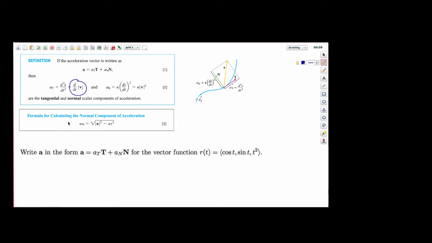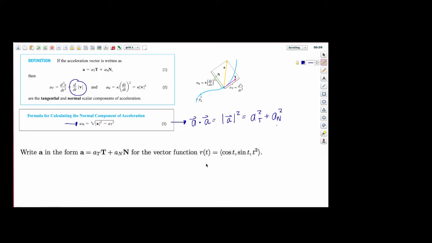And the normal component of acceleration we can find using our equation. a sub n is the square root of the magnitude of a squared minus a sub t squared. And remember, this came from figuring out that a dotted with a, which is the length of a squared, is equal to a sub t squared plus a sub n squared. So we were able to use that equation to solve for a sub n. So the point here is that once we have the acceleration vector a and a sub t, we can use that to find a sub n. So let's do an example.